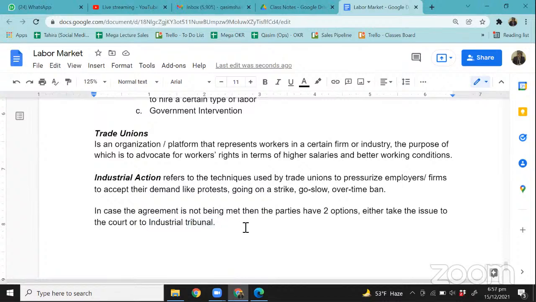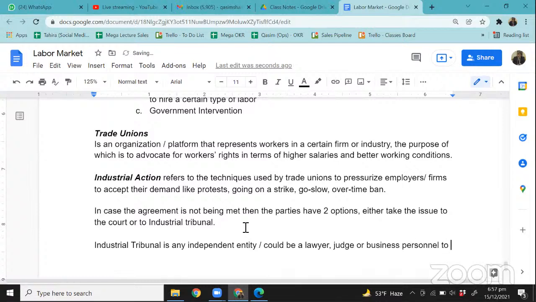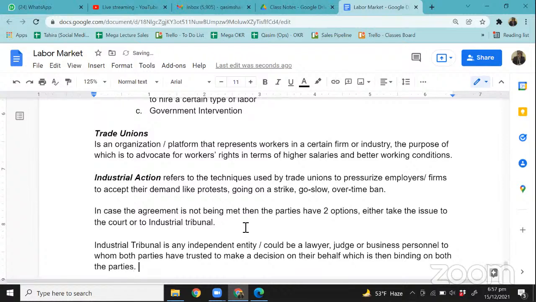Now what is industrial tribunal? In fact, let me write this down for you. So industrial tribunal is any independent party, entity would be a better word, entity where a judge, personal, trusted, on behalf. Think about this. Industrial tribunal.